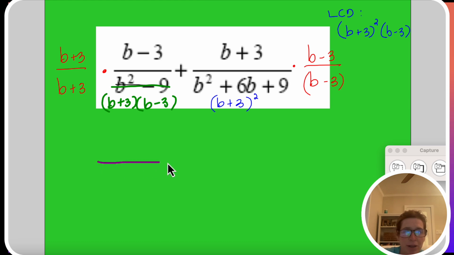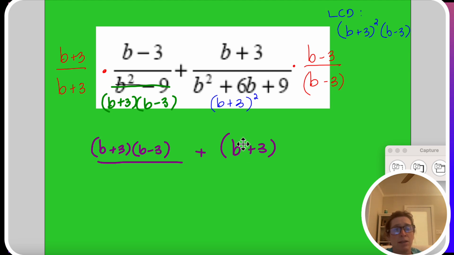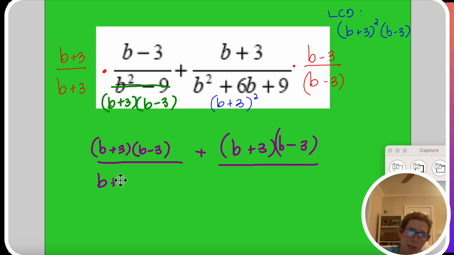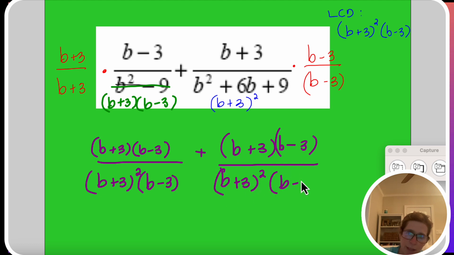My top over here, I'm going to have b plus 3, b minus 3. My top over here, I'm going to have b plus 3, b minus 3. Oh, that's nice. And the bottoms are going to be b plus 3 squared times b minus 3, b plus 3 squared times b minus 3.